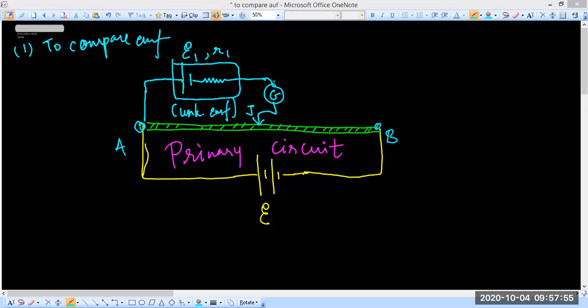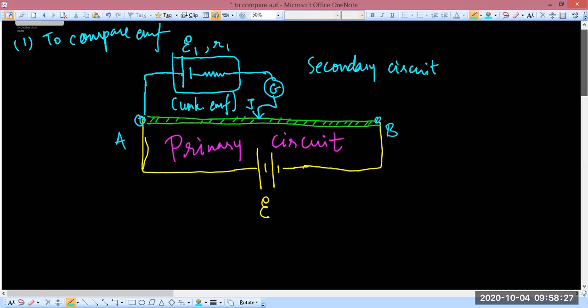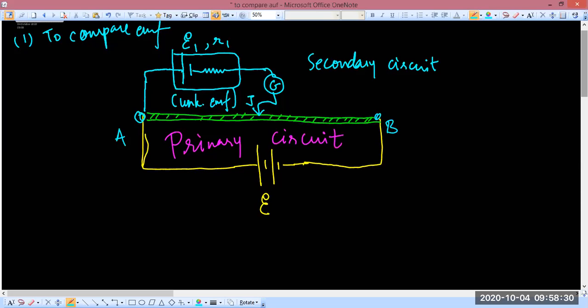The extra part drawn above the green wire is called the secondary circuit. Clear? All that is drawn in blue or cyan is the secondary circuit, right? Everything above the green wire is the secondary circuit. So we connect it like this. And then what do we do? Let's write the method. The method is very simple, right?